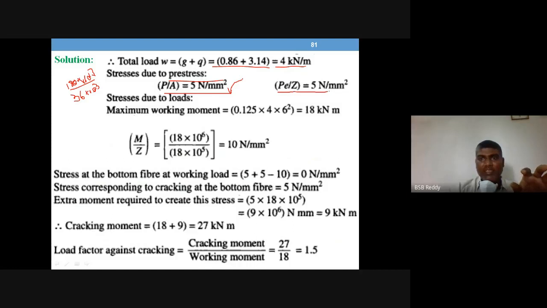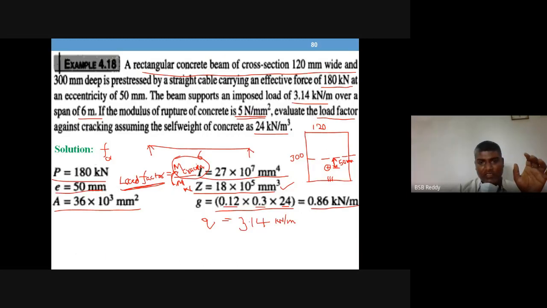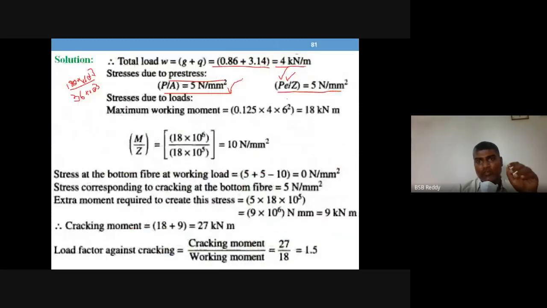Now PE by Z, bending stress due to pre-stress, P into E by Z. P is 180 into 10 cube, E is 50, divided by Z, you substitute whatever is available here, 18 into 10 power 5. Okay, so that is this one. So that is 5 Newton per mm square.